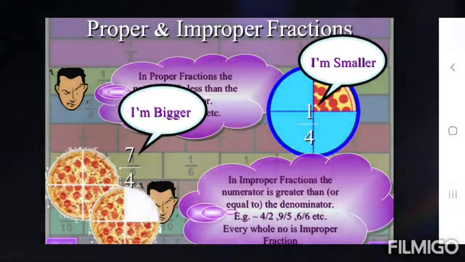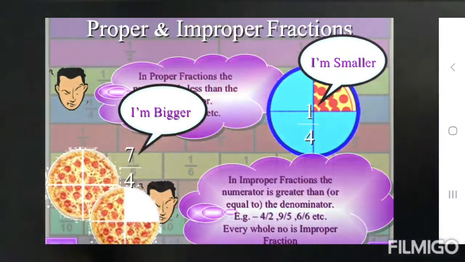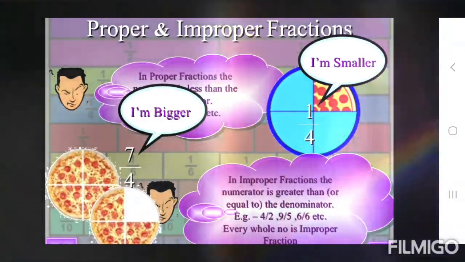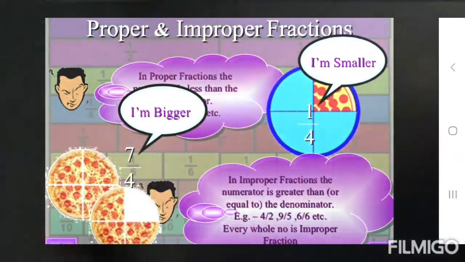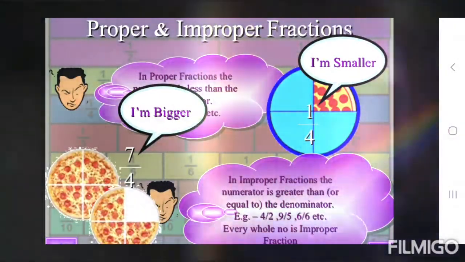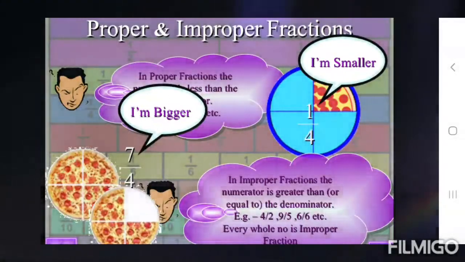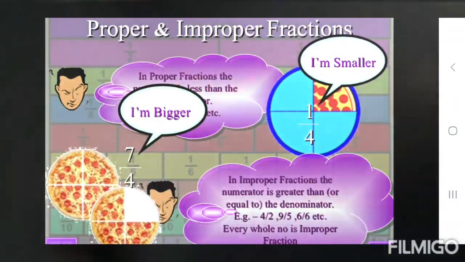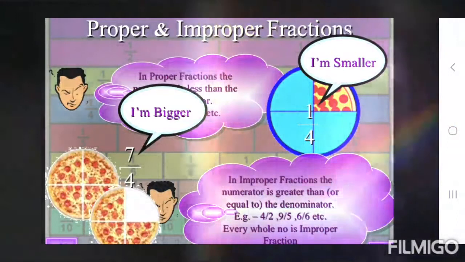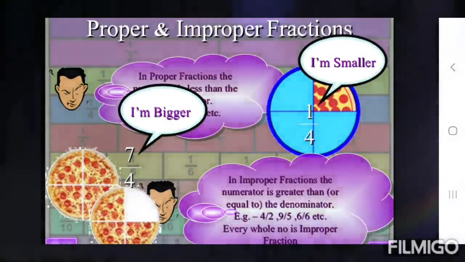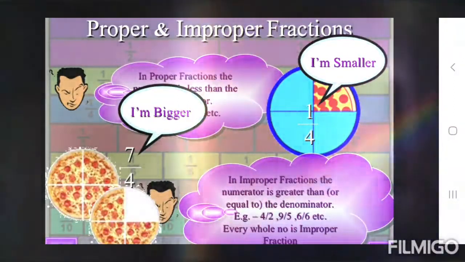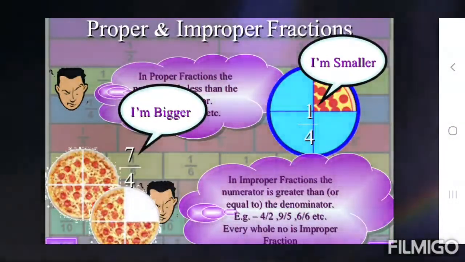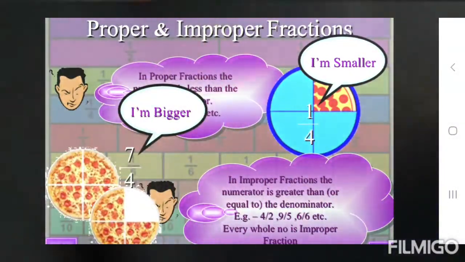So here, look at the picture. Here 1 upon 4. So this is telling that I am smaller. Here we have 2 pizzas where 1 is whole and 3 by 4 part of it. So this is 4 plus 3, 7, 7 upon 4. I am bigger.